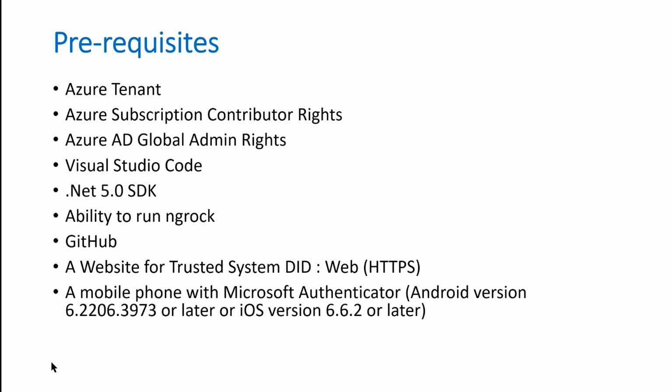As I said, we will be using a trusted system, the web over HTTPS, so we will need a public HTTPS site to create the tenant and do all the required work for this demo. And last but not least, we need our digital vault in the form of the Microsoft Authenticator app, running on either Android or iOS, and the minimum versions are here. I hope everybody's version is higher than this, so that should not be a problem. With that, let's dive into the actual lab and see how I can make it work for you guys.